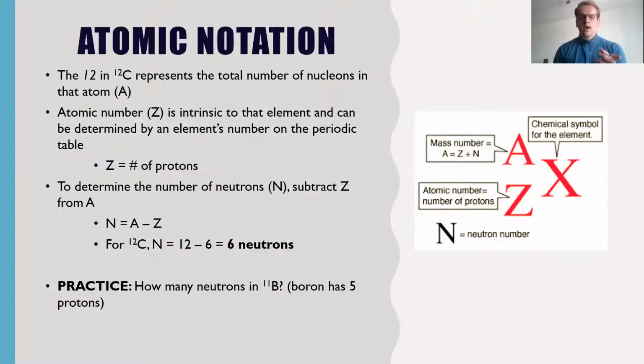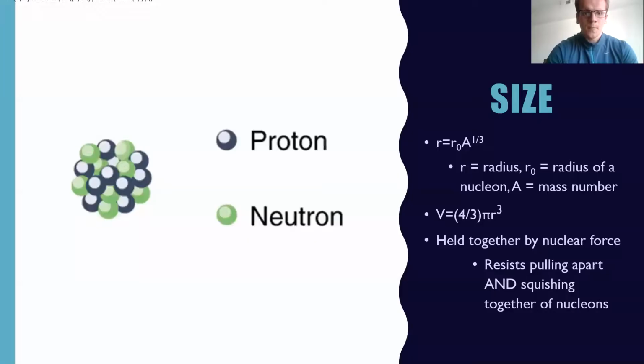So just as a practice, look at this practice problem with boron 11. So boron always has 5 protons. So just in your head, if it has 5 protons, how many neutrons would it have? Hopefully you get 6. So yeah, you just subtract the atomic number from the mass number to get that.